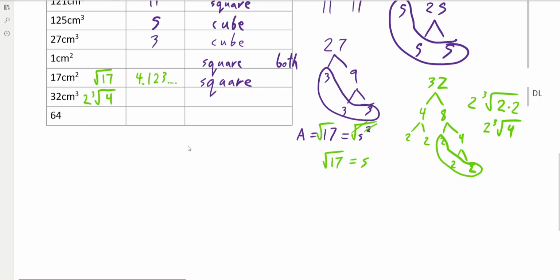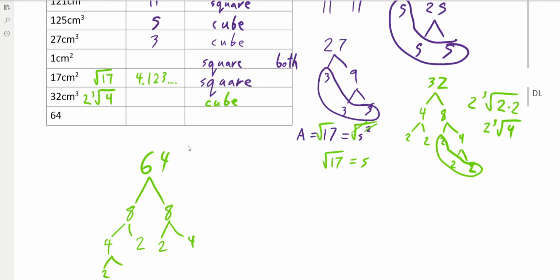Okay, and last example, 64. Oh, and that's a cube because of the centimeters cubed. If this is a perfect square or cube, then we can do the prime factor tree. So actually, let's do 8 times 8 is 64, then 4 times 4, times 2, sorry, times 2 times 4, and then times 2 times 2 times 2 times 2.